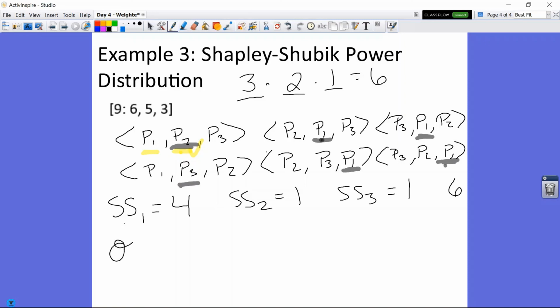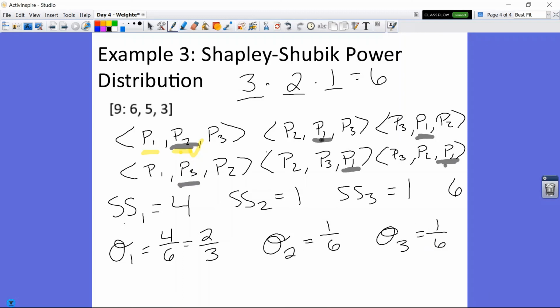So our Shapley-Shubik power distribution for player 1, it's 4/6, or simplified to 2/3. For player 2, it's 1/6, and for player 3, it's 1/6. So we see this distribution is slightly different than the one that we did before. We got different numbers, but the power is the same, right? Like player 1 still has more power. Player 2 and 3 still have an equal amount of power.